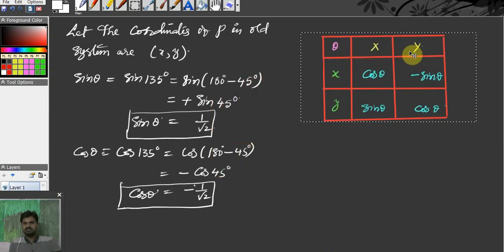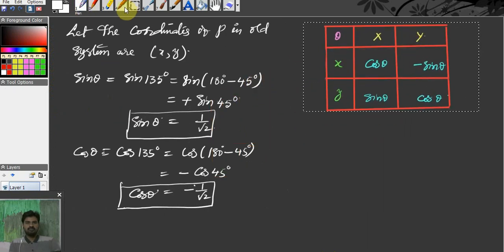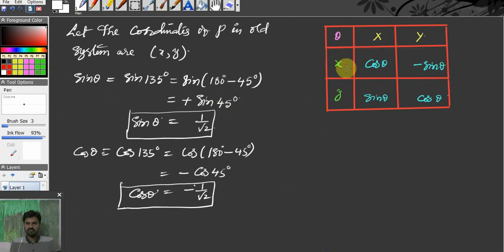This is the table we have. Now what we have to find out is the coordinates of a point P in the world system. World system means small x value and small y value. For small x, the first one is multiplied by capital X, the second one by capital Y. So small x is equal to X cos theta minus Y sin theta. Now small y is equal to X sin theta plus Y cos theta.